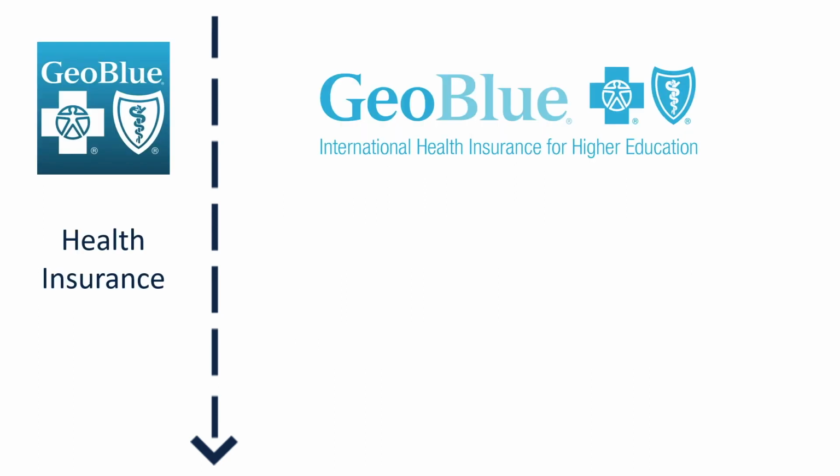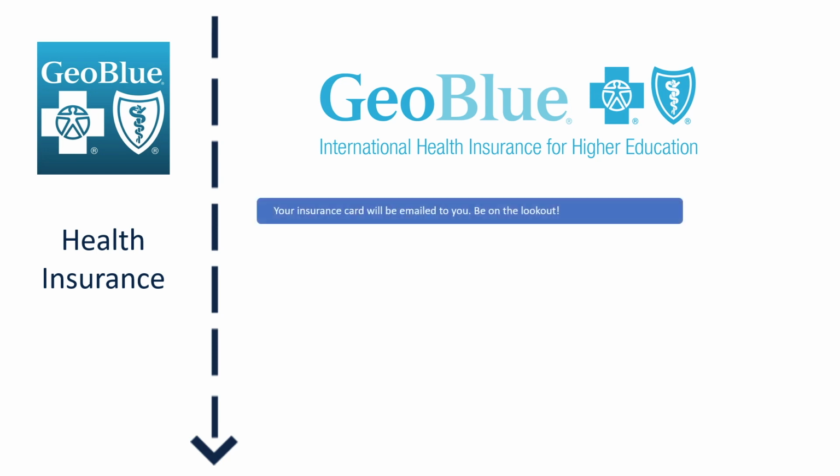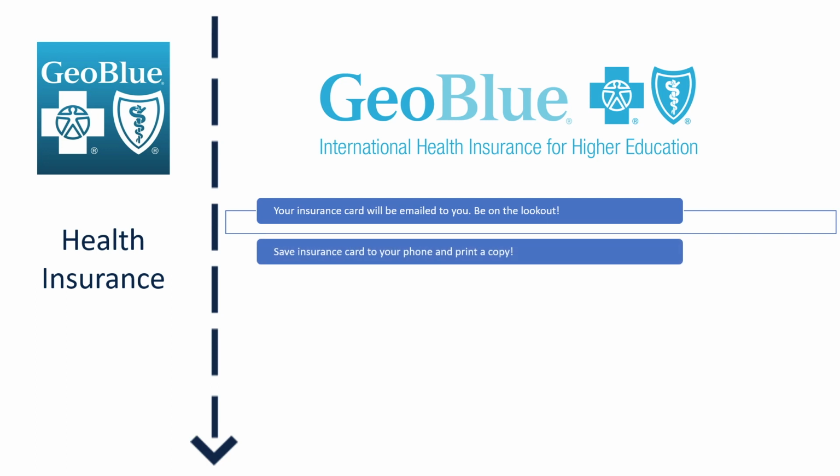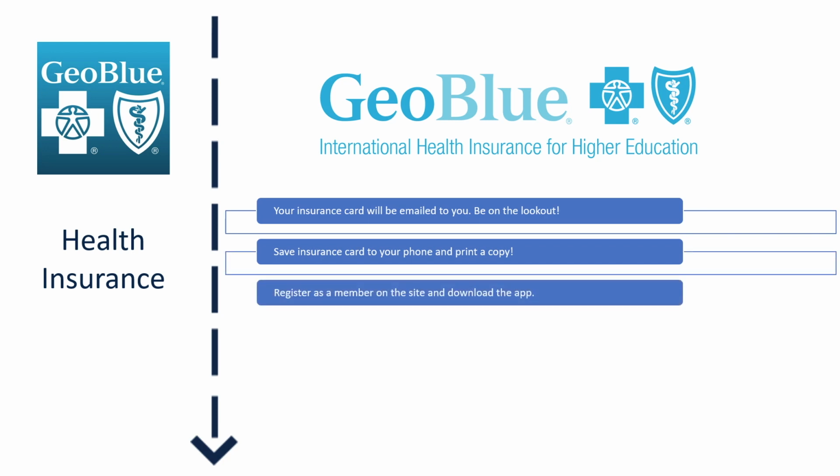Health insurance has been purchased for you through GeoBlue. That insurance card should have been mailed to you from the company. If you have not received that yet, please be on the lookout. If you don't think you've received it and you should have, please be in touch with me so that I can provide that information for you. You'll want to make sure you have access to that insurance card as you travel, so either save it to your phone or print a copy of it to take and have with you.